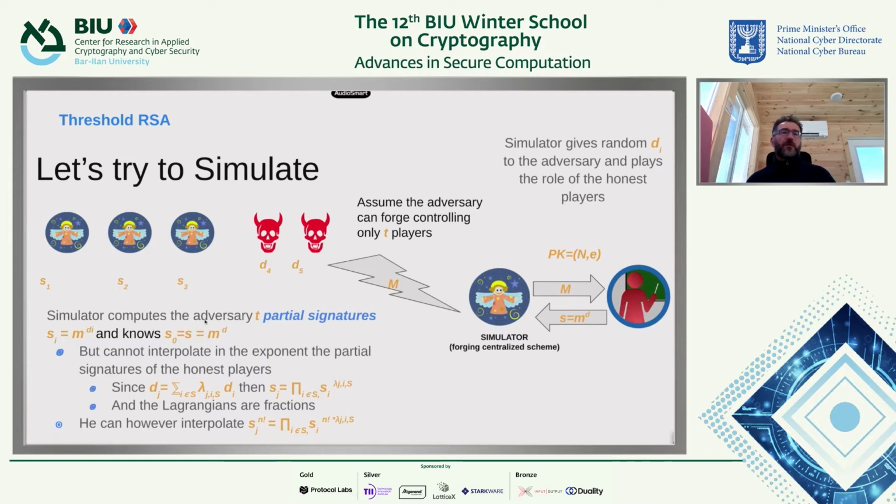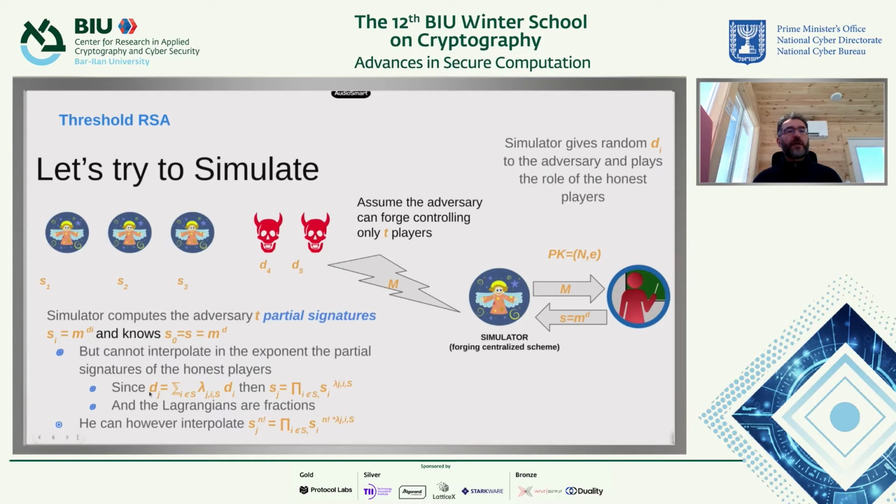Well, the simulator knows m to the di for the bad guys because it knows di. The simulator knows m to the d. So it knows 3 points in the exponent of this polynomial of degree 3. When we were working modulo a prime, we were going to just do interpolation in the exponent to get the remaining partial signatures of the simulated honest players.